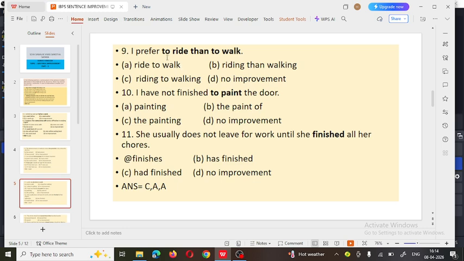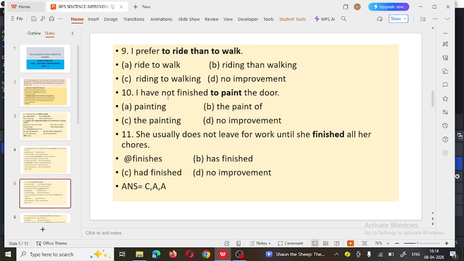Improvement is necessary because these are verbs. So when we are doing comparison, it should be either riding or walking, but than should not be there. So I prefer riding to walking. Instead of walking, I will give preference to riding. And that's why option C is correct here.